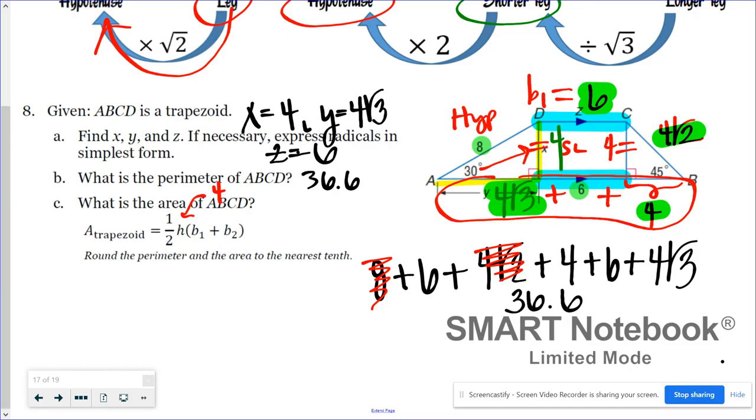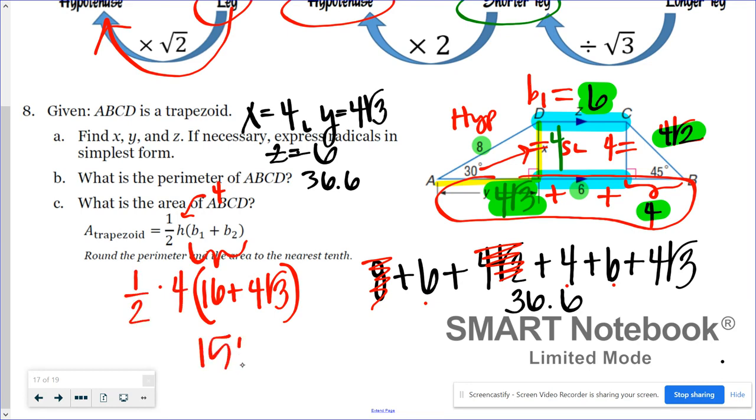So what is that? 16 plus 4 root 3. Because you would have 6 plus 4 plus 6 is 10, plus 6 is 16, plus 4 root 3 is base 1 plus base 2. So I'll just get a decimal for that. The height is 4, and then I'm going to multiply that by 1/2. So throw that into a calculator and you get like 150.6 square units.